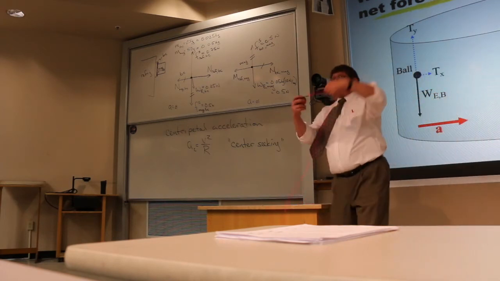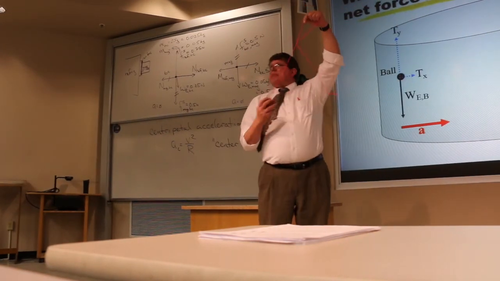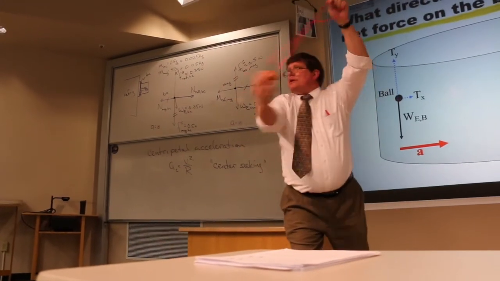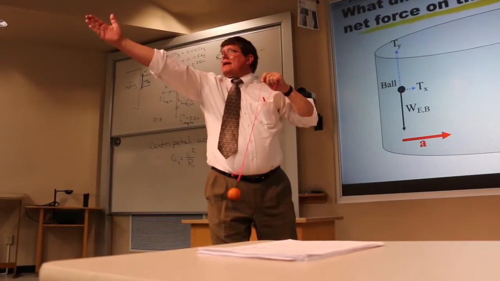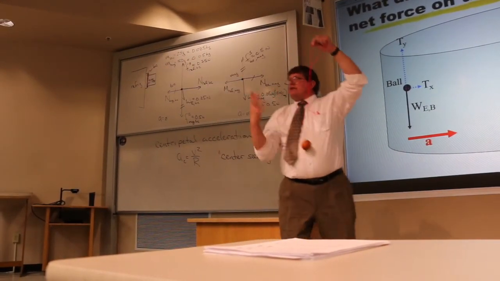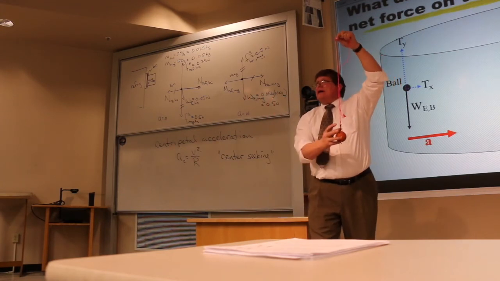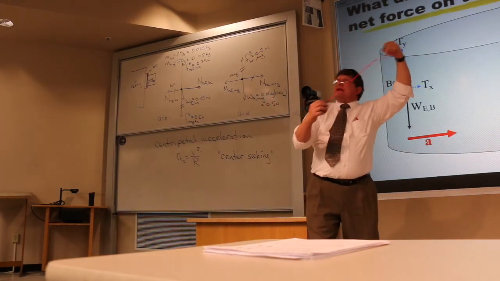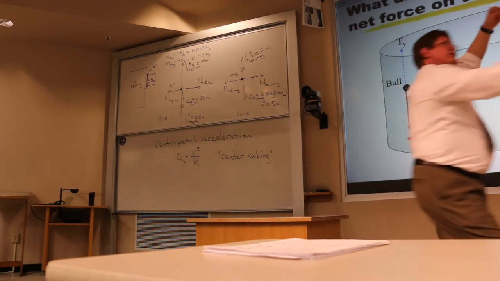If we look at that ball, that ball also doesn't want to go in a circle. It wants to go in a straight line. And so instead of the wall pushing it back in, the string is pulling it back into the circle.